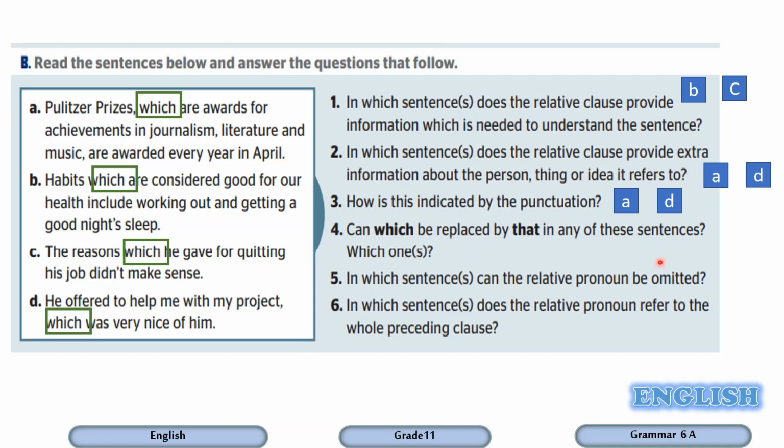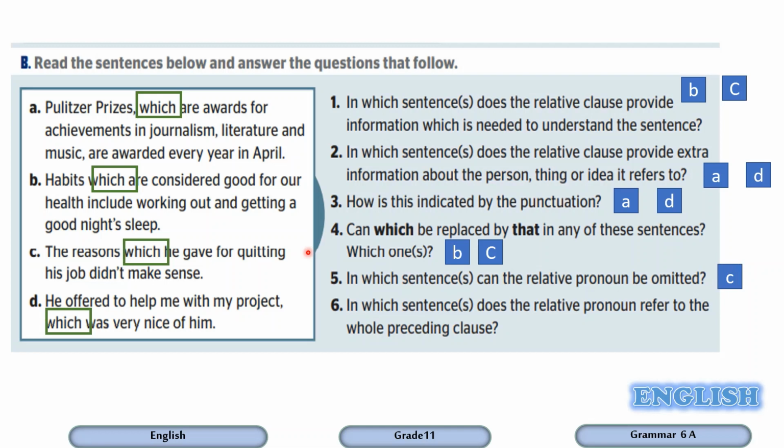All right. Can which be replaced by that in any of these sentences? Which one? Can we replace which here by that? Sentence number B, habits that are considered good for our health, and also C, the reasons that he gave for quitting. So as you can notice here, that is used in the relative clauses that provide information which is needed to understand the sentence. Number 5, in which sentences can the relative pronoun be omitted, be deleted?